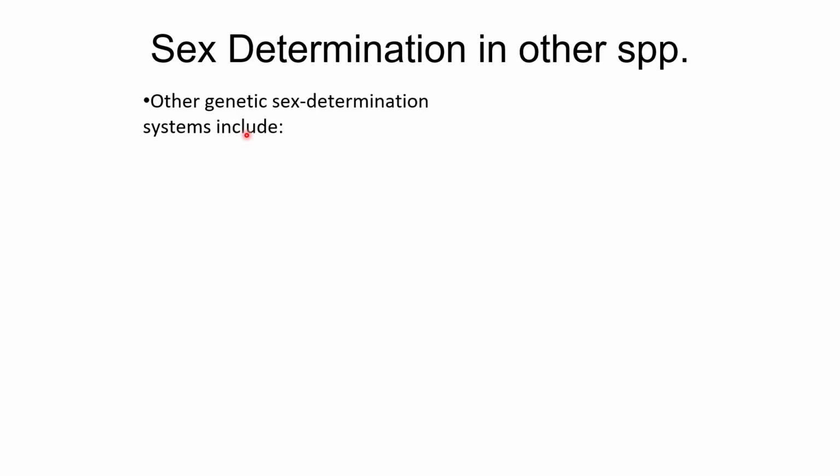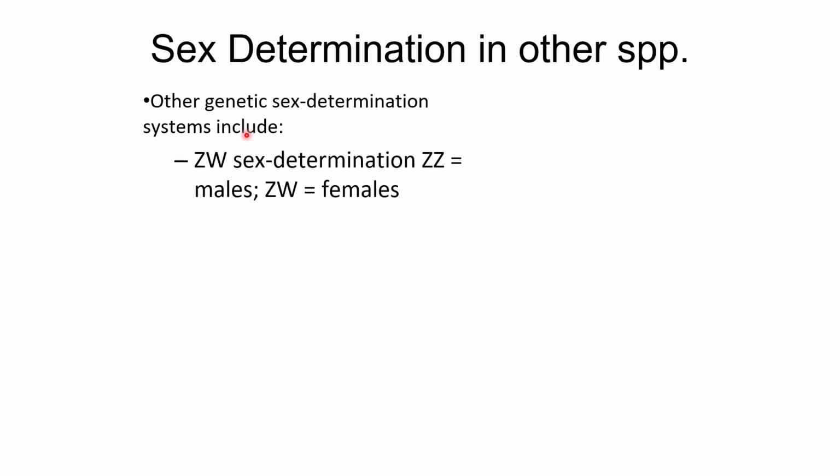Now, this isn't the only mode of sex determination in organisms. We also have other genetic sex determination systems. And when I say genetic, I mean that there's actually a chromosomal determining factor that leads to sex. Those systems could include what we call a ZW system of sex determination. This is similar to the XY, but the genders are swapped. So the homogametic is actually the males in the ZW, and the females are the heterogametic organism where they have a Z and a W chromosome.